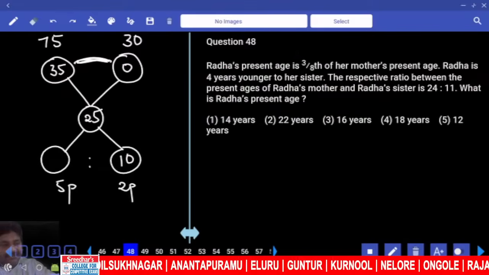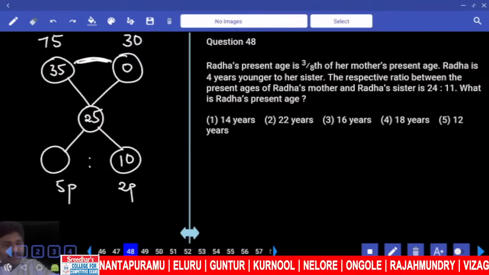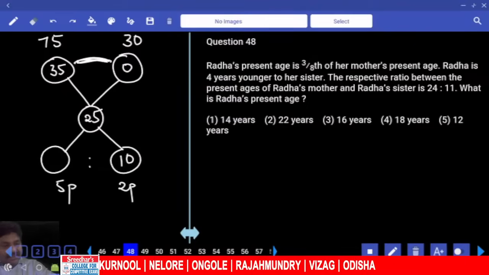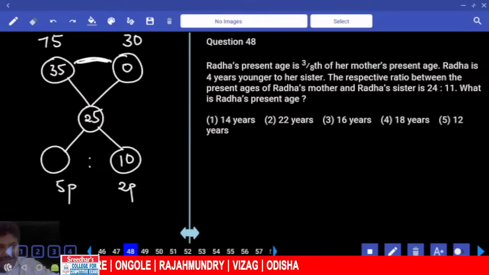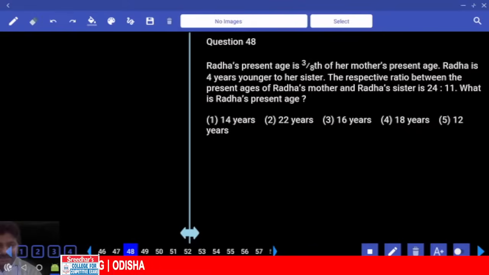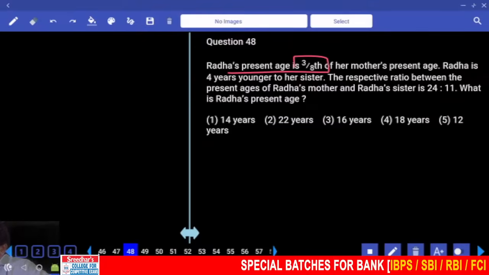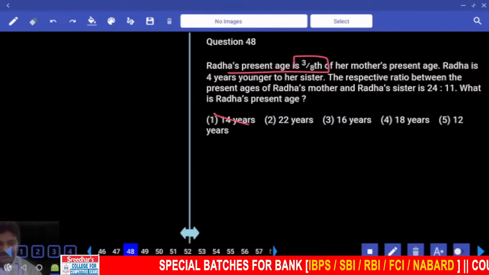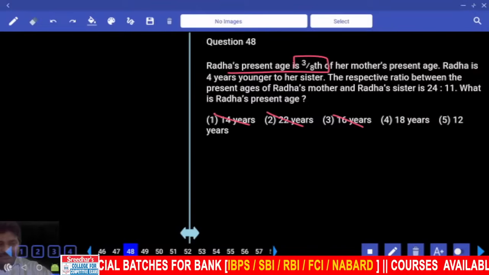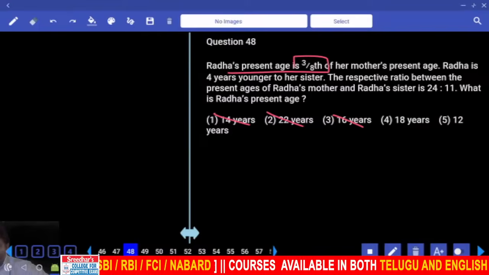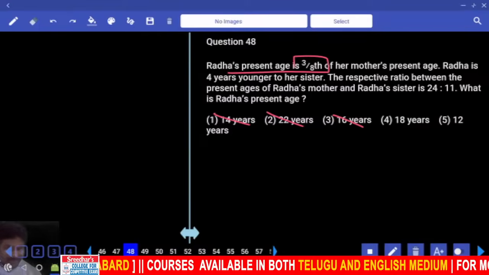Radha's age is 3/8 of her mother's age. Radha is 4 years younger than her sister. The respective ratio between the age of Radha's mother and Radha's sister is 24:11. What is Radha's age? The question is about Radha's age. Age of Radha is what fractional part? 3/8. 3 is in the numerator, right? Then Radha's age should be a multiple of 3. Go to the options. Can it be first, second, third, fourth, fifth? 2 options are there. When you have 2 options, either you try to prove one is right or you prove one is wrong. Okay. What should I pick? 18 or 12? 18. Let me take 18.